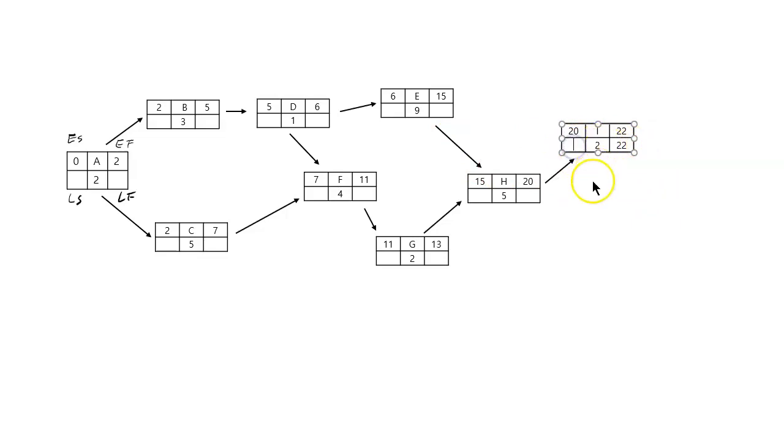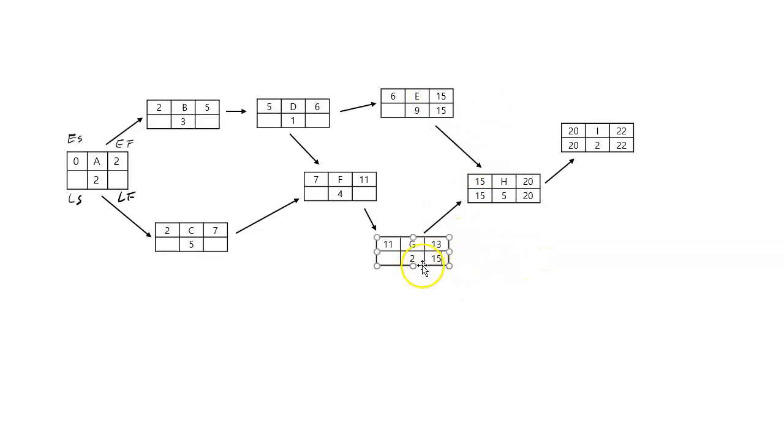You start subtracting this duration. 22 minus 2 is 20. Put that same number here. 20 minus 5 is 15. Now, until here, you might think that the backward pass is producing the exact same numbers as the forward pass, but this is where it changes. So 15 is the latest time it can start. So at least by 15, H activity has to start. For activity H to start, that means E and G have to be finished by 15. So what you do is you put 15 here, and you also put 15 here.